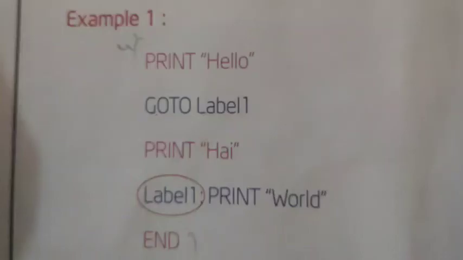One example using the GOTO statement: PRINT "hello", GOTO label1, PRINT "hi", label1: PRINT "world", END. The output of the above program is hello world. Here I jump over the hi statement, skipping the PRINT hi. So this is the use of the GOTO statement. Did you understand about the GOTO statement? From the above example we can understand that the PRINT hi statement is skipped.